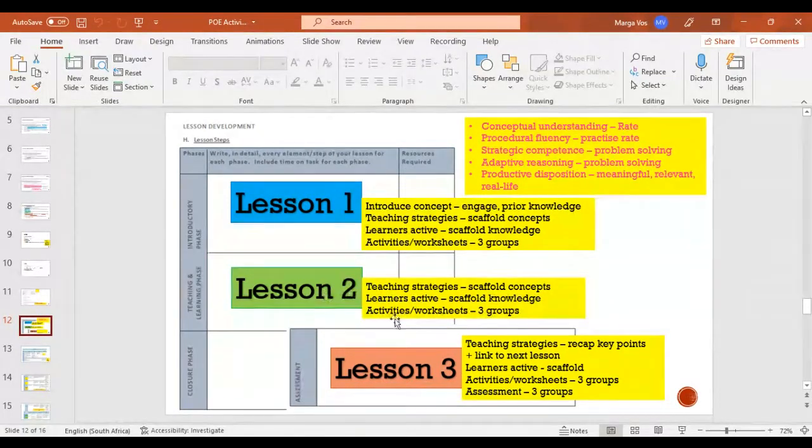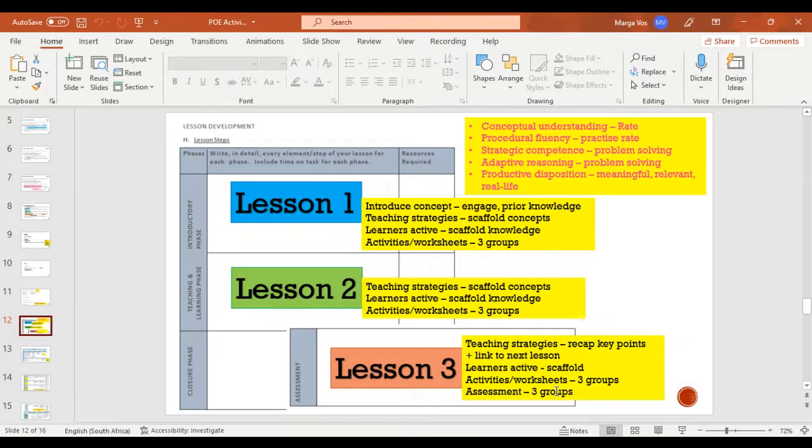Then in lesson 2, the same story. It's a whole lesson. So you need to describe this teaching strategy, so what the teacher is going to do, what the learners are going to do, what activities they are going to do, or worksheets for 3 groups. And then in the end, the last lesson, also the teaching strategies, you're going to recap the key points and you are going to form a link to the next lesson, whatever that will be. Make sure your learners are active in the scaffolding of their knowledge. Also, the 3 groupings and assessment for the 3 groups.